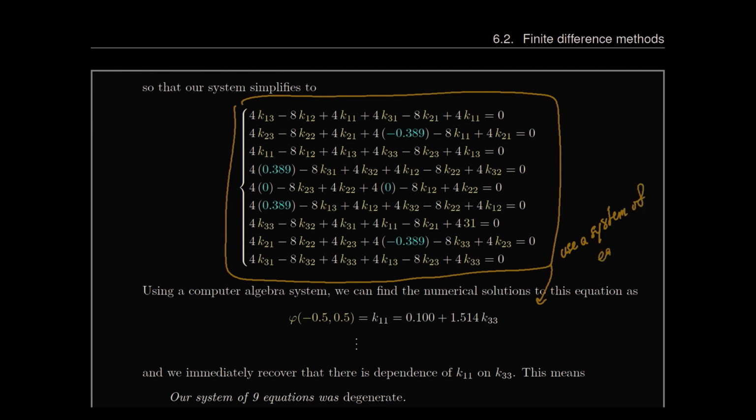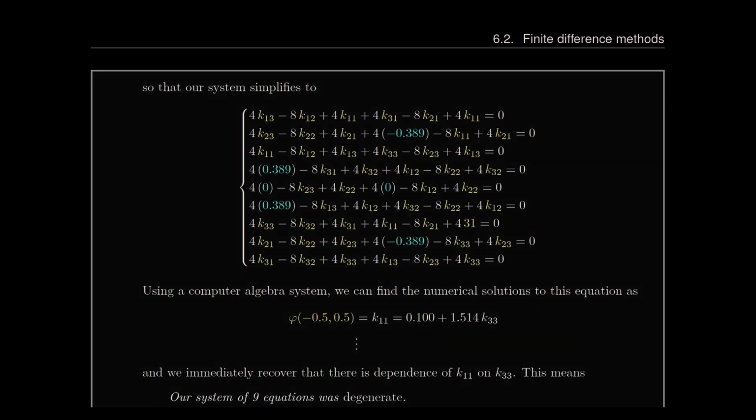System of equations solver. And what we see is that k11 equals 0.1 plus 1.514k33. And that is the point at which you should recognize 9 equations wasn't enough, because we don't have uniqueness. Linear systems are interesting, right? You either have a unique solution or you have infinitely many solutions if you're degenerate. You never have like 2 or something. So we don't have enough equations for unique solutions.